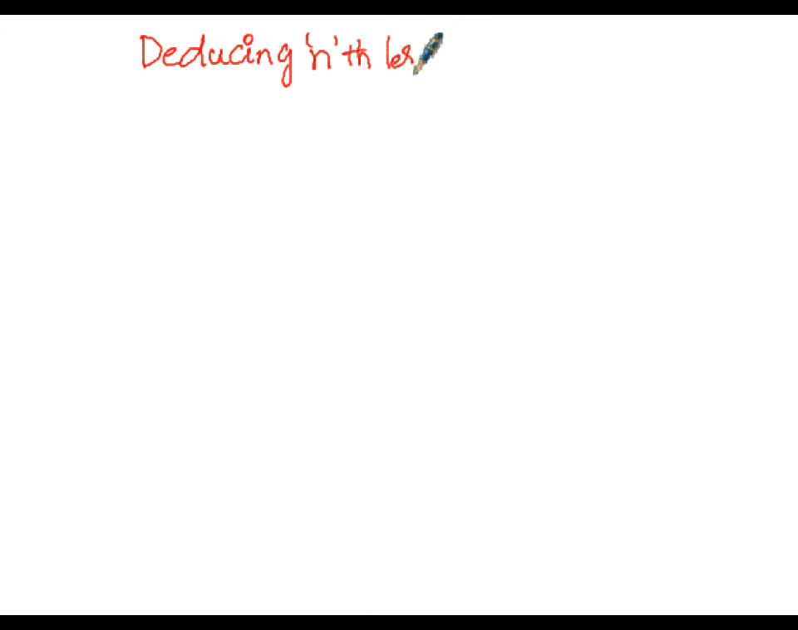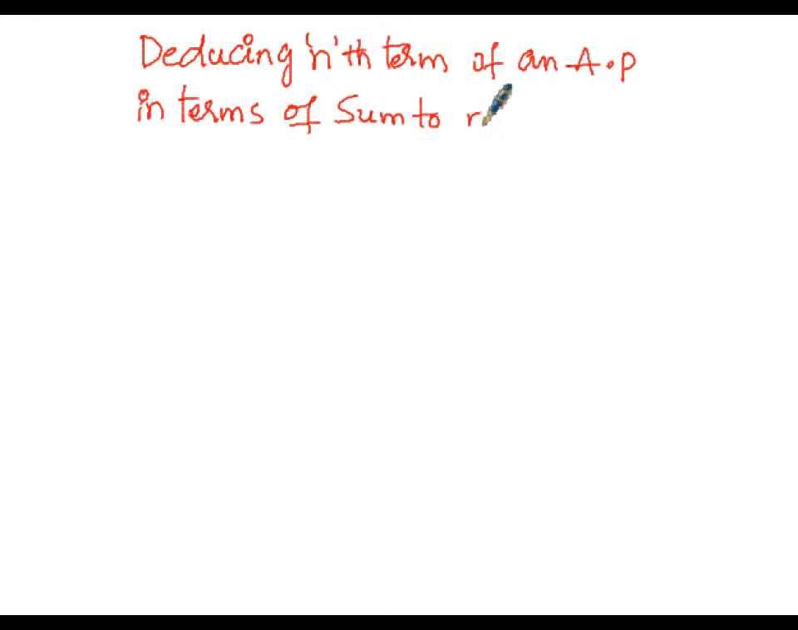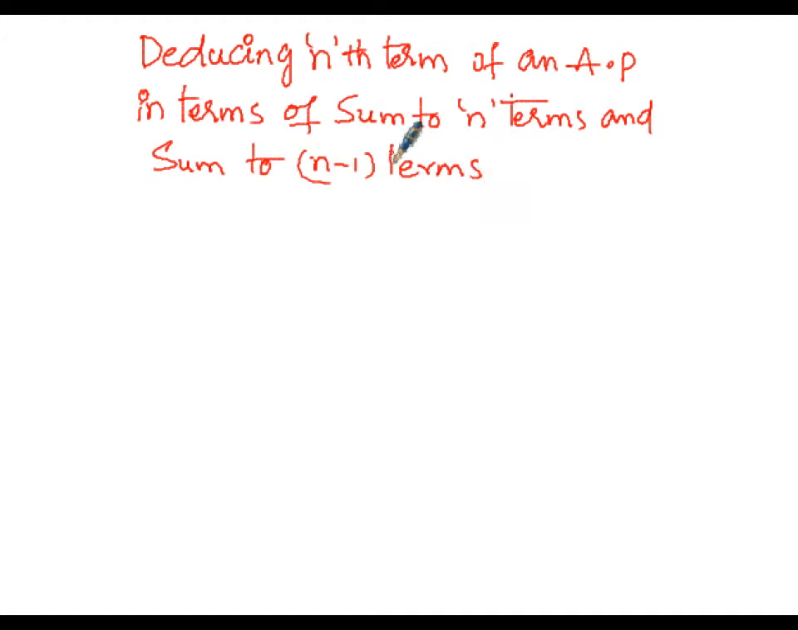nth term of an AP in terms of sum to n terms and sum to n minus 1 terms, that is, Tn is equal to the sum of n terms minus the sum of n minus 1 terms.